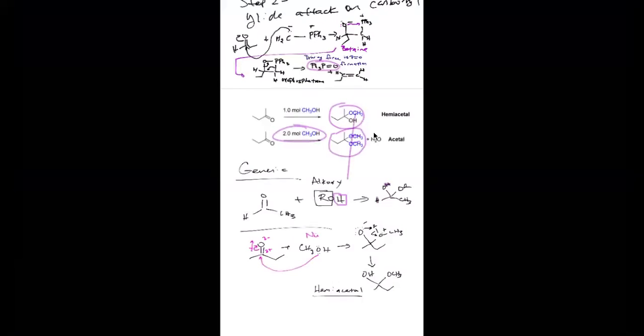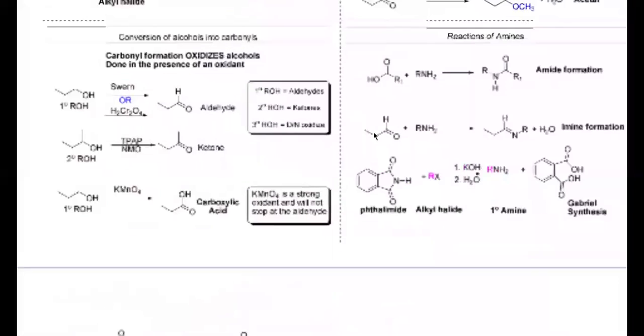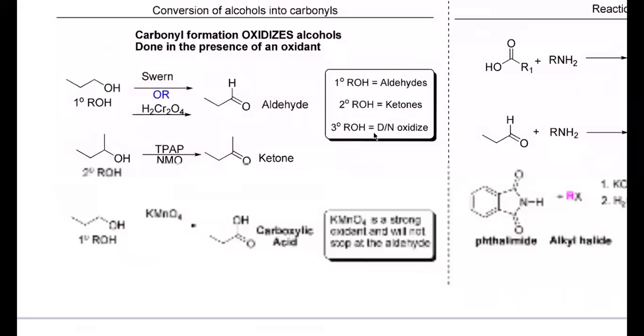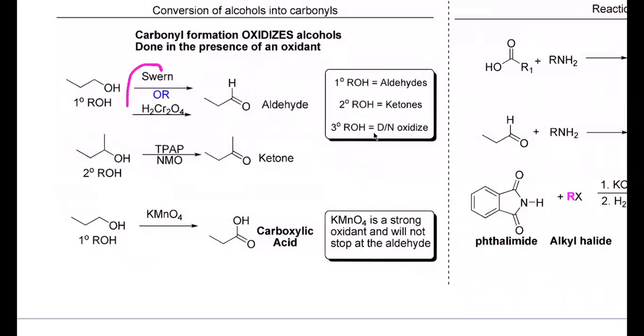So anytime you have chromic acid in the presence of an alcohol, right? That's one of our methods for alcohol oxidation. So if it's a primary alcohol, we're going to oxidize it up to an aldehyde. And if it's a secondary alcohol, we'll oxidize it up to the ketone.